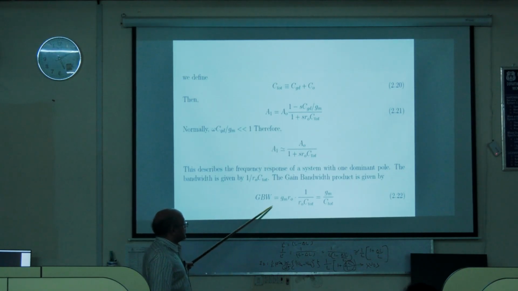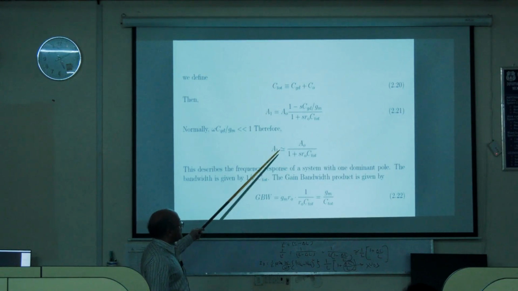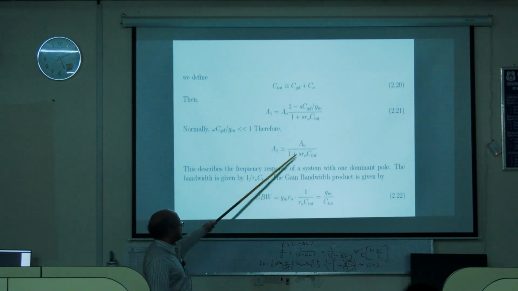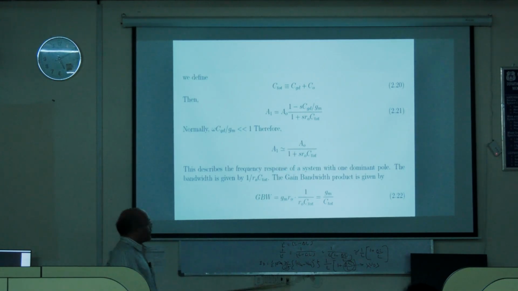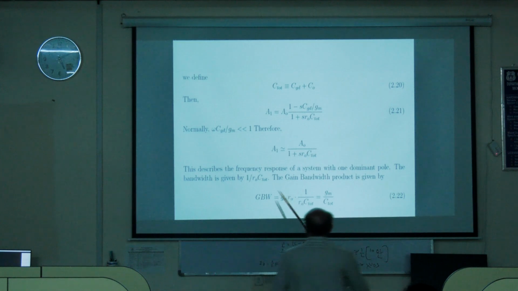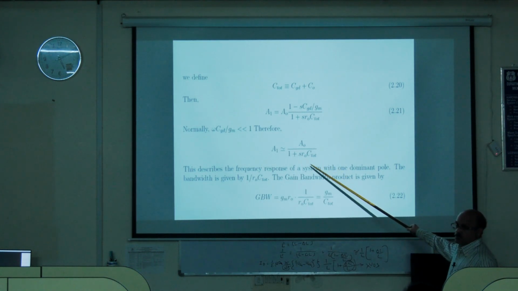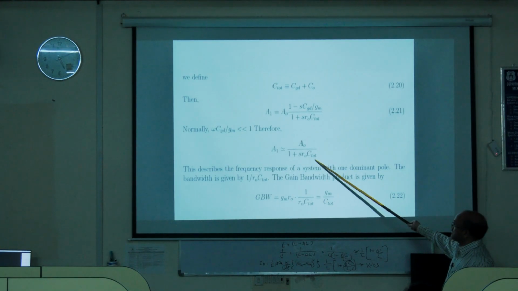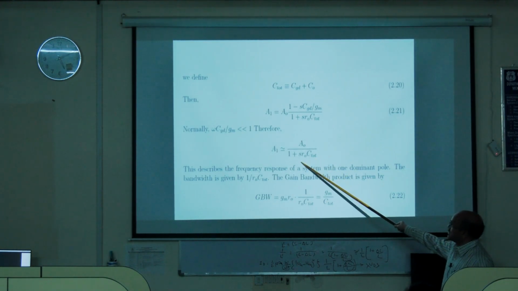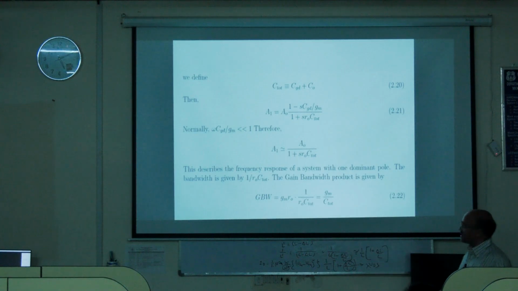So therefore this is the gain here, and the gain bandwidth product we want to evaluate by multiplying this with the bandwidth. But before we go to that, please see that this describes the frequency response of a system with one dominant pole. There is only one dominant pole. What is that pole here? The pole is, if you want to evaluate, omega is equal to 1 by R naught C total, right?